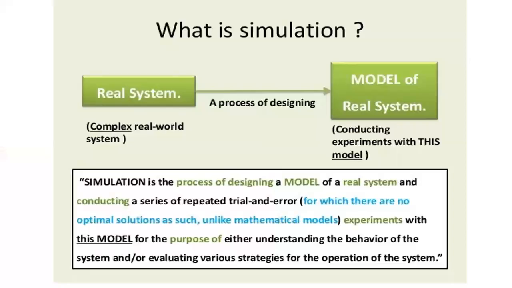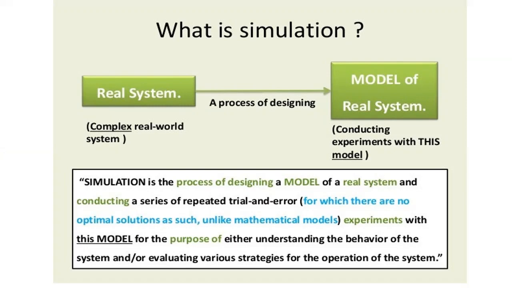Then there is simulation. Simulation is the process of designing a model of a real system; we create the environment of the real system artificially. We then conduct an experiment with this model of a complex real-world system. Maybe the experiment is too costly, destructive, or harmful, so we use the simulation instead of the real system.